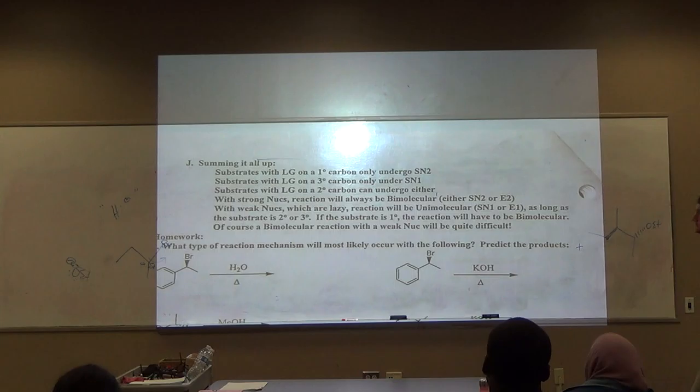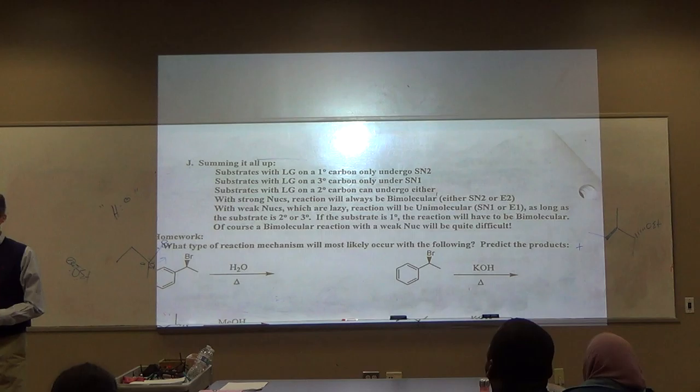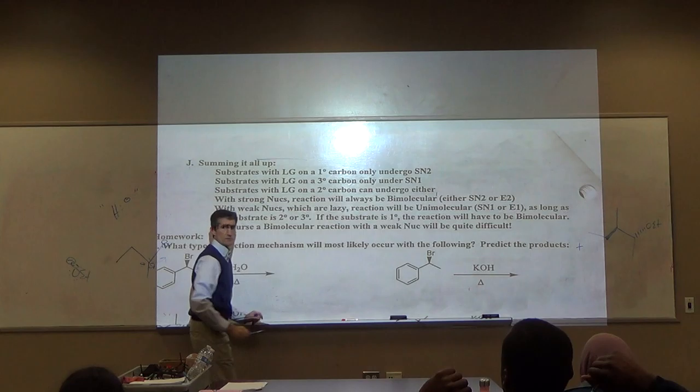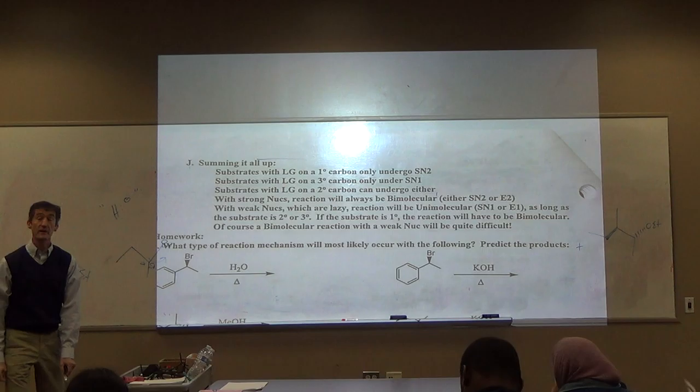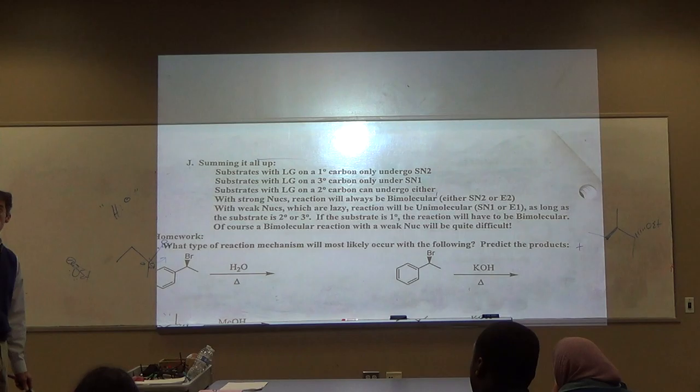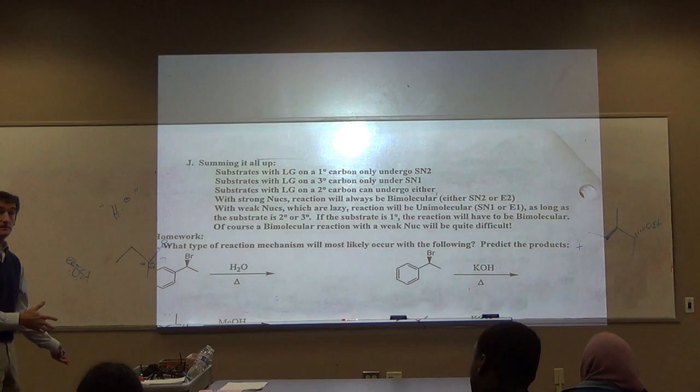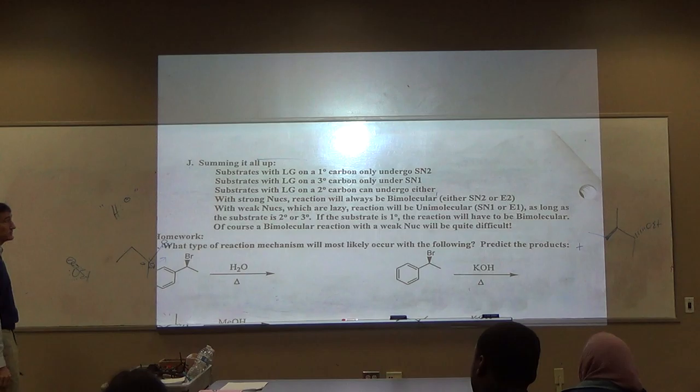Okay, sum it up. Substrates with a leaving group on a primary carbon will be SN2. Everybody agree? Because you don't want to make a primary carbocation. Leaving group on a tertiary carbon, SN1. Why? Does it ever do SN2 on a tertiary halide or pseudohalide? Substrates with a leaving group on a secondary carbon can undergo either. And at this point, you're going to have to look at other things, for example, the chemical outcome, rate information, other things. With a secondary carbon, it's a little more difficult because both can occur.